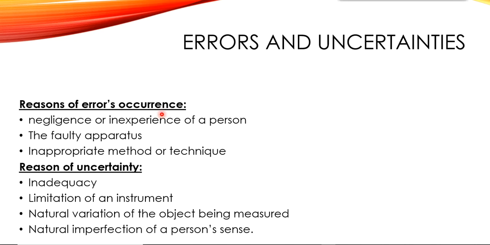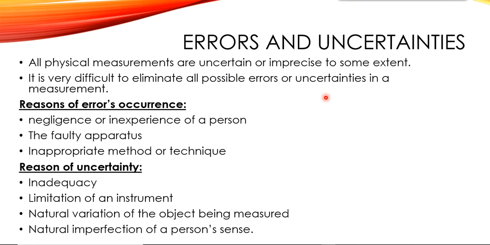The reasons of uncertainty include the inadequacy or limitation of an instrument. For example, if an instrument has a limitation of 0.0001 and you want to do an experiment that goes beyond 0.0001, then you will definitely have some uncertainty issues. Other reasons are the natural variation of the object being measured and the natural imperfection of the person's senses.